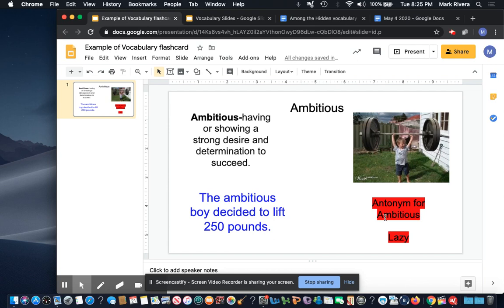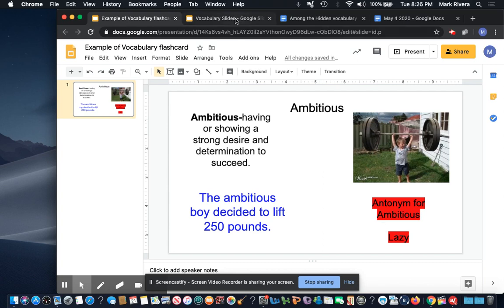Now, this column right here is probably the most difficult thing to do, because you're finding words that mean the opposite of what it means to be ambitious. So an antonym for the word ambitious is lazy. Again, this column is the definition, this one has a picture, this one is where I put a sentence, and this one right over here is where I have an antonym.